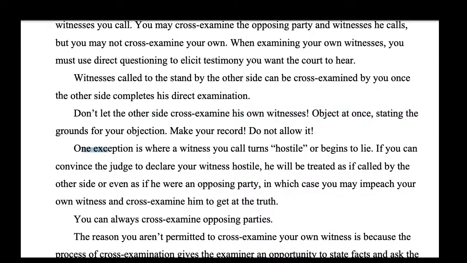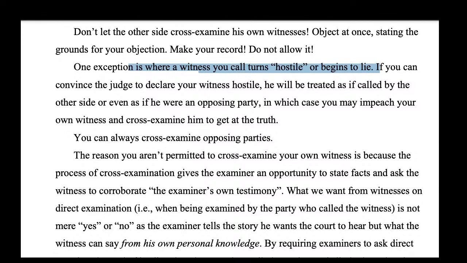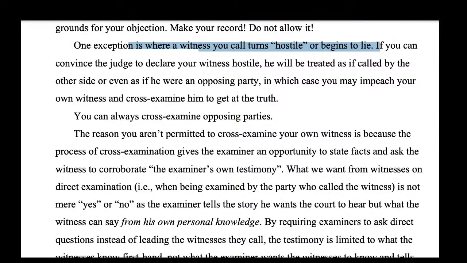Okay, here we go. One exception is where a witness you call turns hostile or begins to lie. Holy goodness, bad choice of witnesses there. If you can convince the judge to declare your witness hostile, he'll be treated as if called by the other side, or even as if he were an opposing party, in which case you may impeach your own witness and cross-examine him to get at the truth. You can always cross-examine opposing parties, so it looks like you have to have a hostile witness on your side before you can cross-examine them.